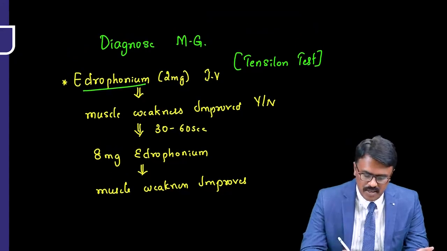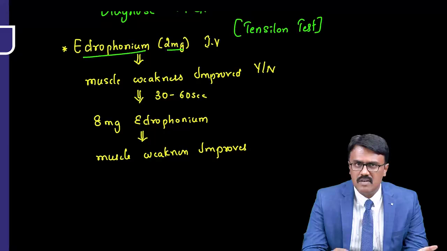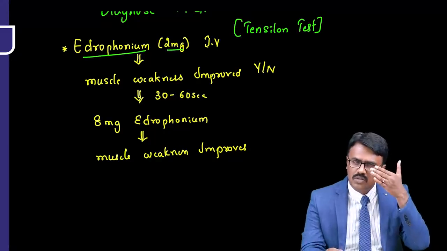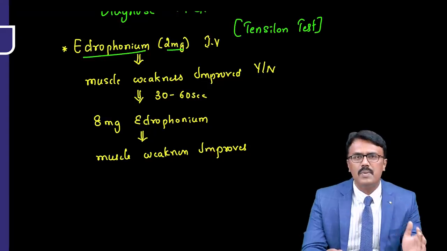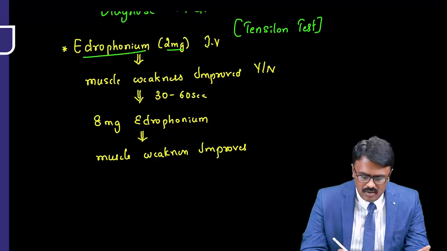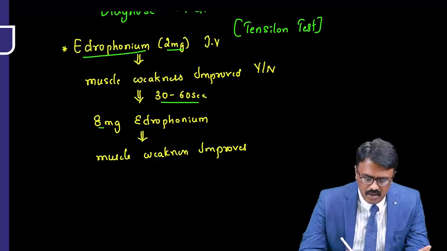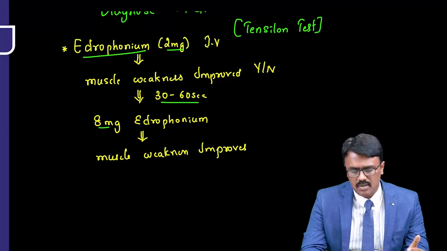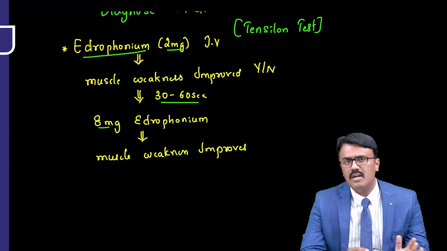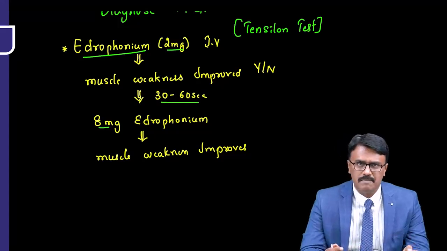So we give 2 mg IV, we check whether the muscle weakness improves. For example, the patient has ptosis. After giving edrophonium, the patient should be able to open the eyelid. Then after 30 to 60 seconds, we give another 8 mg and see whether the muscle weakness has improved. If it has improved, obviously it is myasthenia gravis, not other muscle dystrophies.